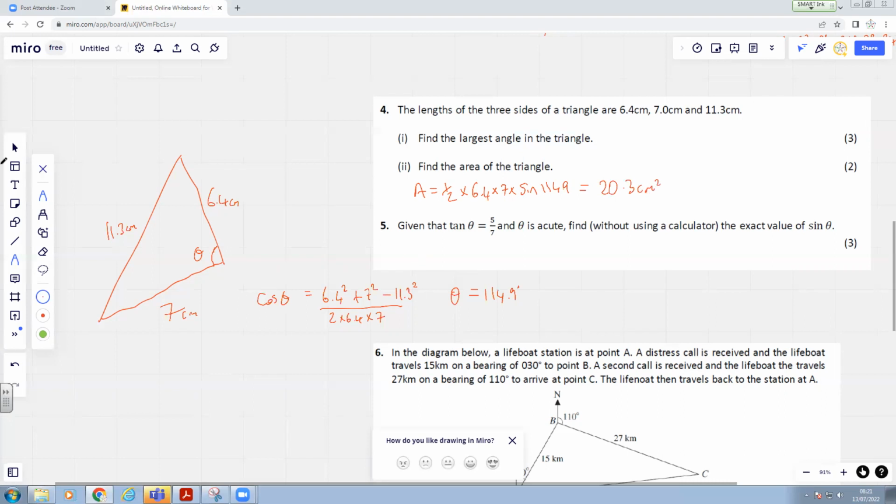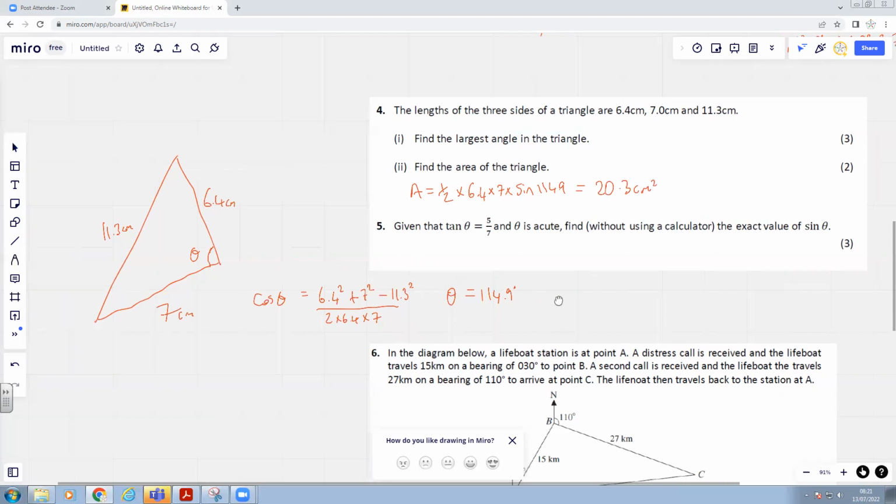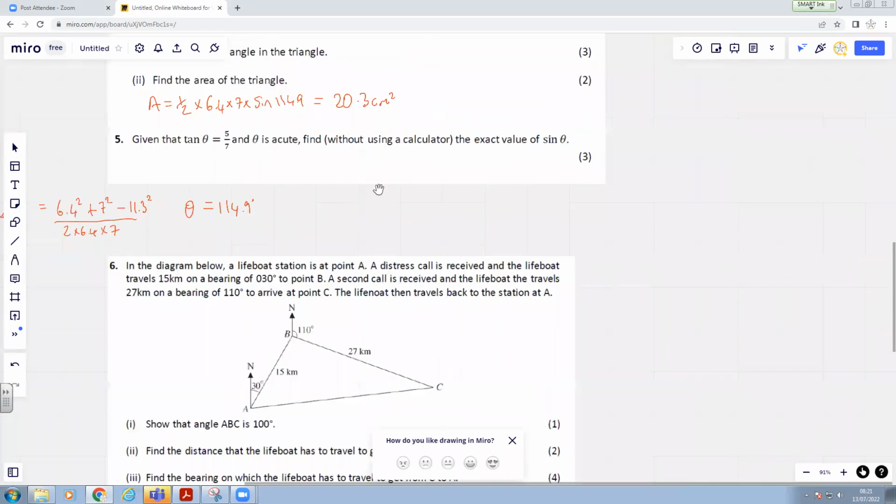Done. Okay, number 5. Given that tan theta is 5/7 and theta is acute, find, without using a calculator, the exact value of sine. Okay, little secret, pro tip, if you've got one of sin, cos, or tan, just one of them, their value, then you can find all of the others without even bothering to find the angle.